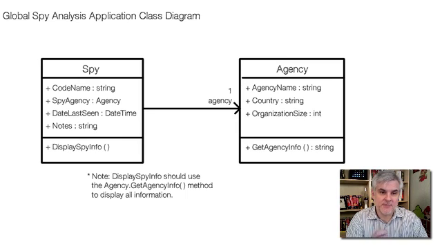Now, if you were to implement that, keep in mind the little note that I have right underneath it. The display spy info method should use the agency.getAgencyInfo method to display all of its information. That's something we didn't really talk about, using a method from another class inside of a method of the calling class. But I'm sure you can figure out it's exactly the same way that you would do it inside the program.cs. Same thing.